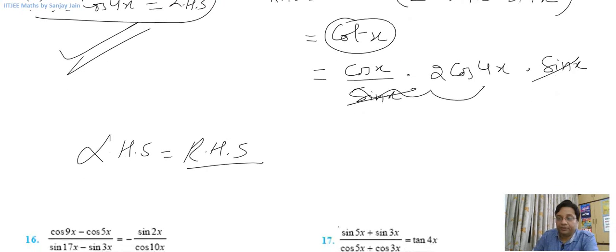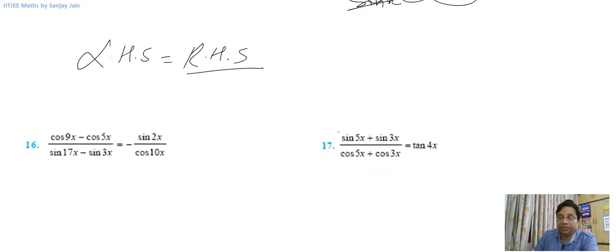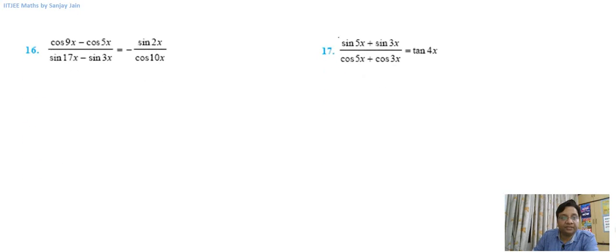Alright. So this was a simple application of the CD formula. In fact, this question is also an application of the CD formula and nothing else. So let us check.